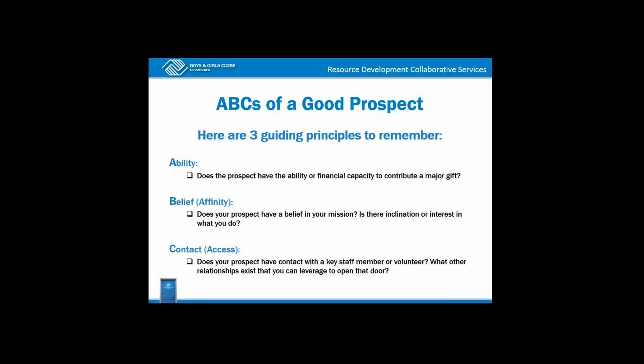Do I have the ability to get in front of my prospect to talk about my mission and build a relationship? A lot of times we have prospects with the ability and even the belief in our organization, but we don't have access to them. And if we don't have access to them, we can't get in front of them to build that relationship. So they remain a suspect until we can find an access point and start to build those relationships.